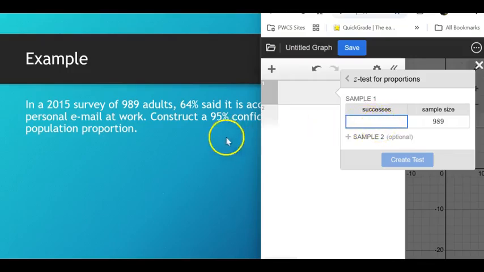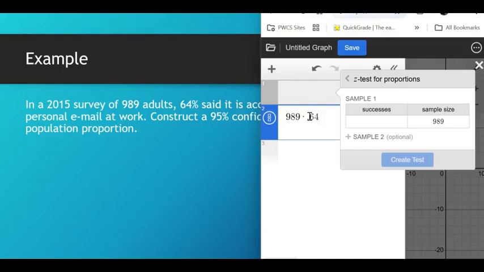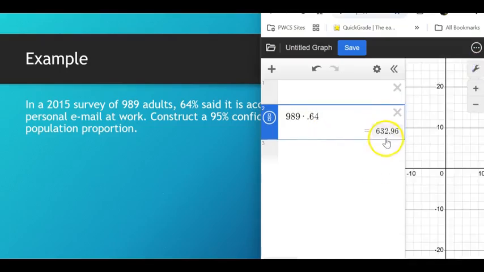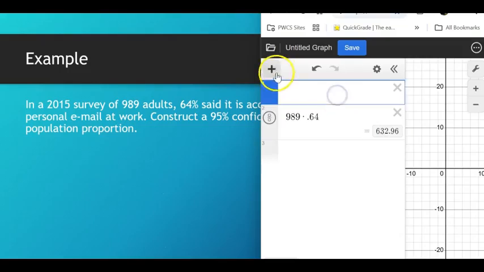So if it gives you a percent, like it did in this problem where it says 64%, we have to figure out what that number is. So what is 64% of 989 people? So I'm going to do that math down here. 989 times 0.64. Okay, and that tells me that there is 632.96. We're always going to round these to a whole number. Normal rounding rules, so the 9 tells me to round up, so I'm going to put 633.